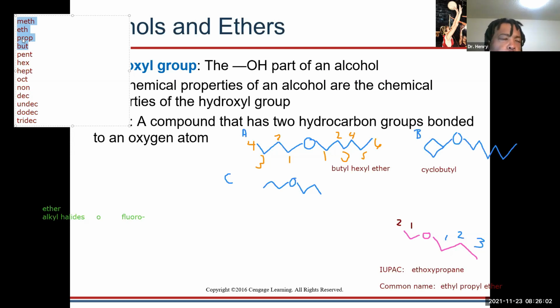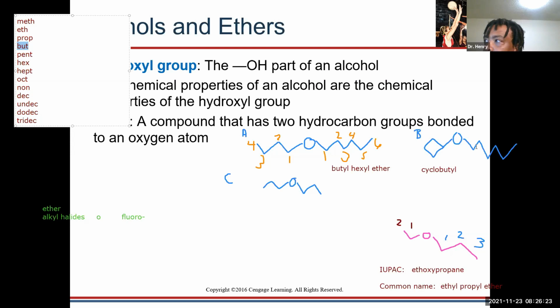Like propanol, you've heard of isopropanol? So that means it has 3 carbons. Butanol or butane, butane has 4 carbons. So that'll kind of help you remember that. Okay. So this guy would be called cyclobutyl.